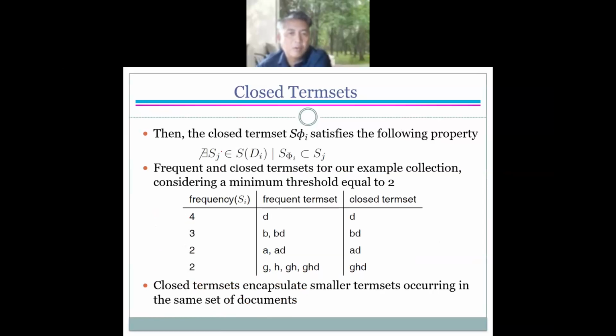So this is the definition of closed term set. We say that there does not exist a term set J, which is a superset of this, such that the closure of I is a subset of J. So meaning that this is the maximum one, the maximum term set. So you will not have a larger one.